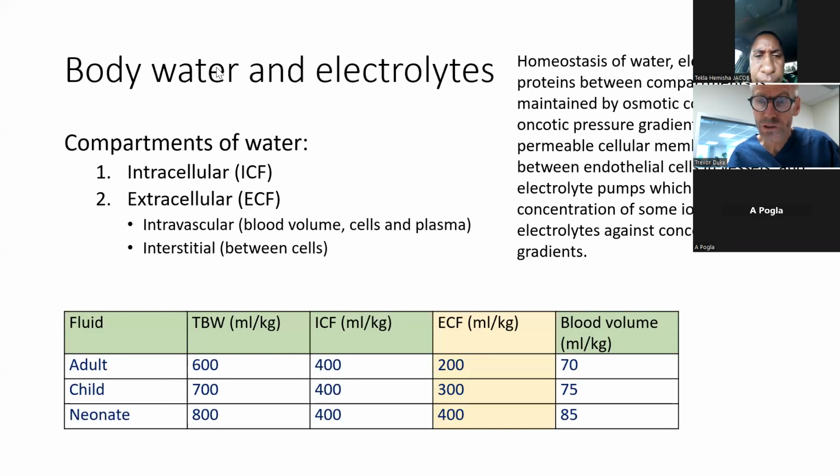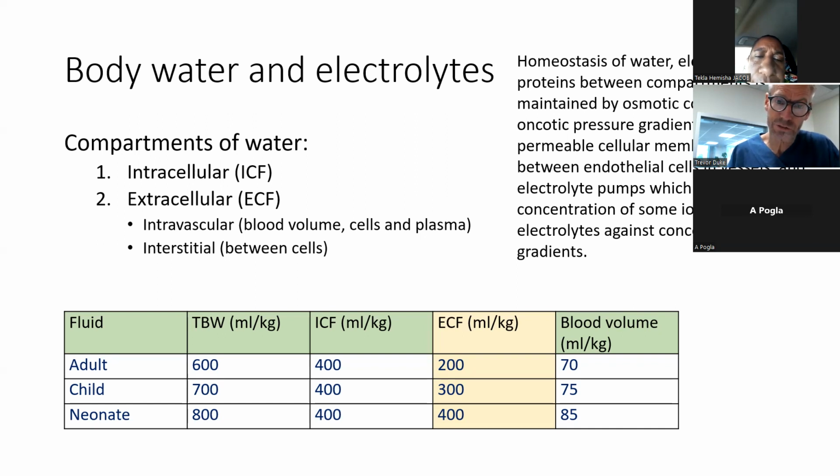Okay. First of all, body water and electrolytes. And I think most of you know this, but in an adult, we're about 60% water. In a child it's about 70% water. So that's mLs per kilogram. And in a neonate, it's around about 80% water. And that water is distributed in various compartments in the body, in the intracellular fluid, that is the fluid within the cells itself, and in the extracellular fluid outside the cells.